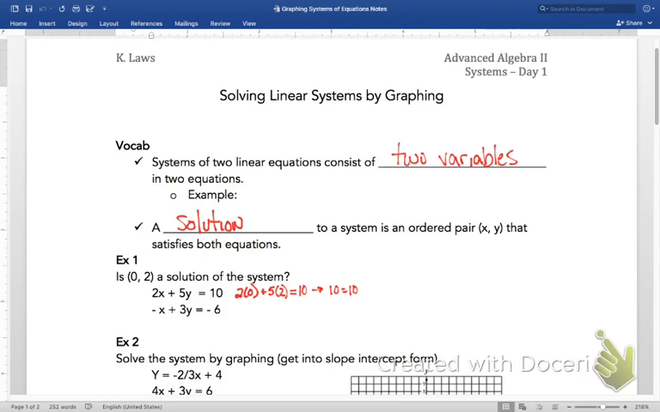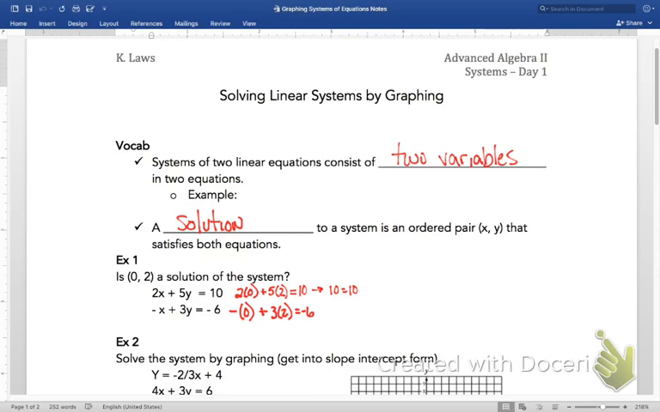That's good. Now, that doesn't mean it works. Okay? It works for one line. It has to work for both lines. Basically what we're trying to do is figure out where our two lines intersect. Okay, so then if I have negative x plus 3y equal to negative 6, I'm just going to have negative, and then I'm going to plug in 0 plus 3 times 2 equals negative 6.